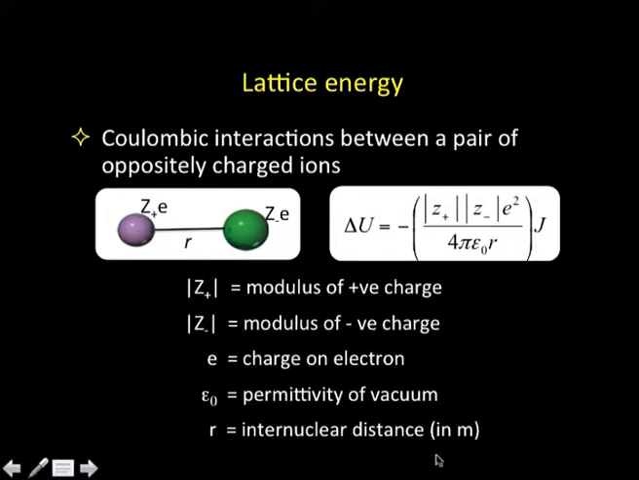So, if I put all these parameters into the expression, I get the delta U value, or the energy of interaction between these two ions, in joules. That is for one pair of ions. But what we need to do is talk about a given ion and all the possible interactions it can undergo. Let us see how we go about it.